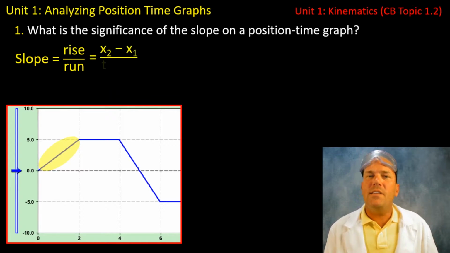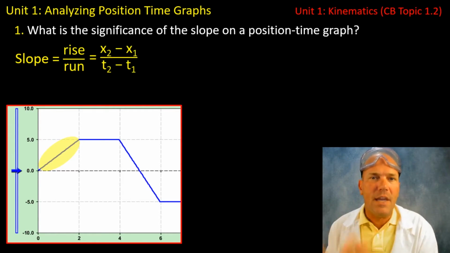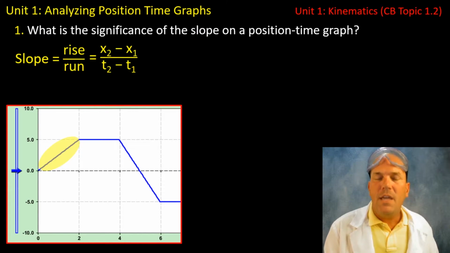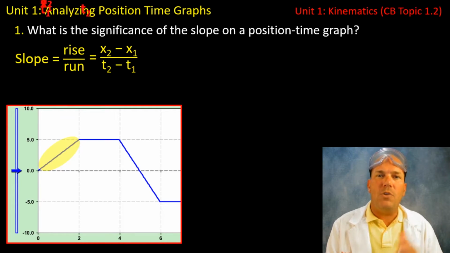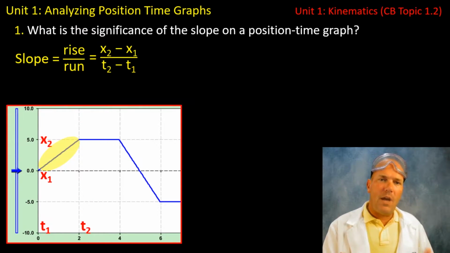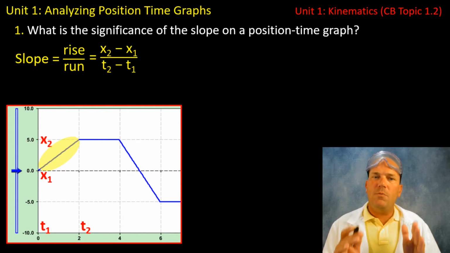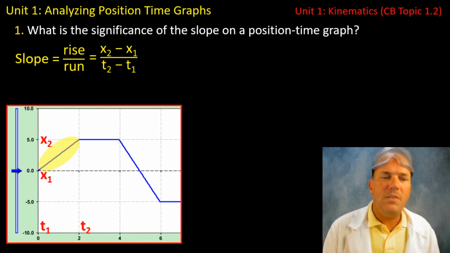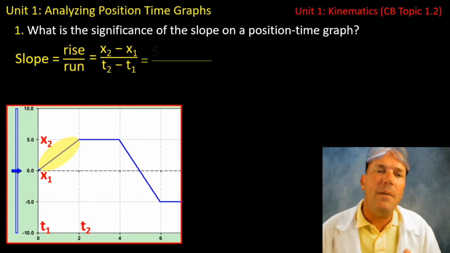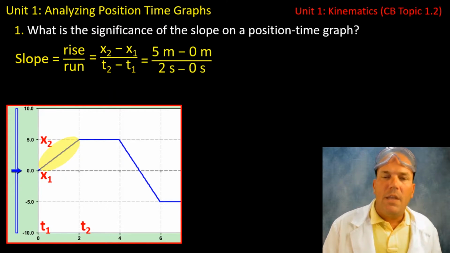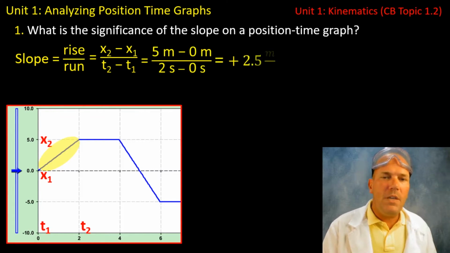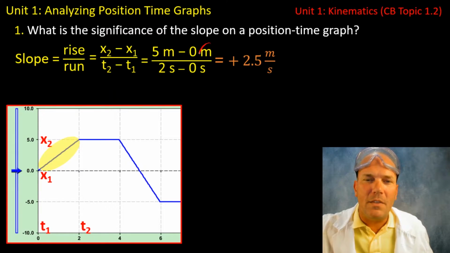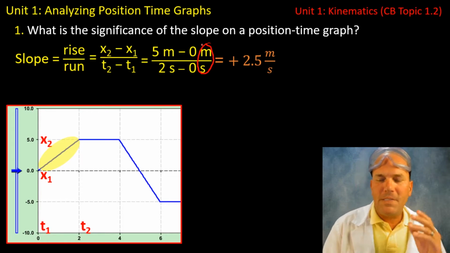So our rise is calculated by taking the second position and subtracting the first position, and that being divided by the duration of time. Now on the graph, you can see position 1 to be 0, position 2, positive 5 meters, and of course the duration of time being 2 seconds. And this calculation will give you 2.5 meters per second. Look at your units here, meters per second.